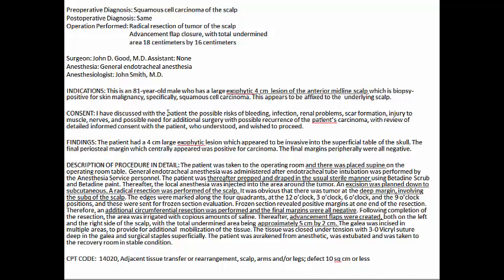The indications, why are they doing the procedure? The consent, to just give them the risks. The findings, what did they find during their procedure? And then here is our description of the procedure in detail.